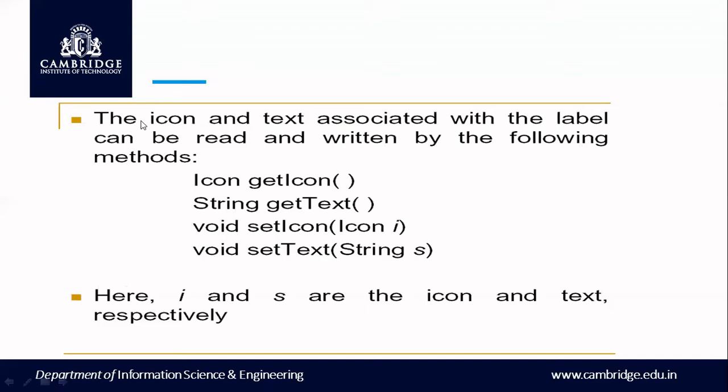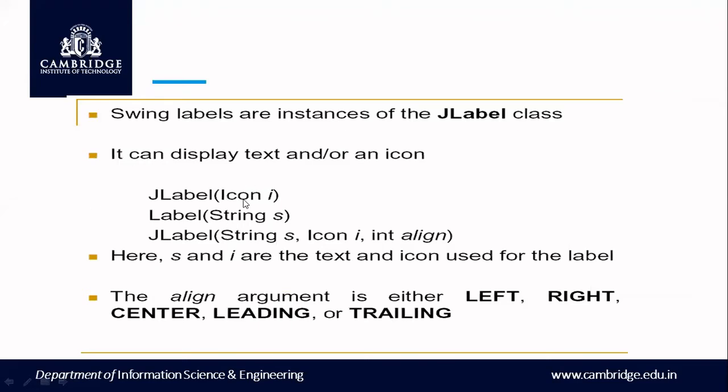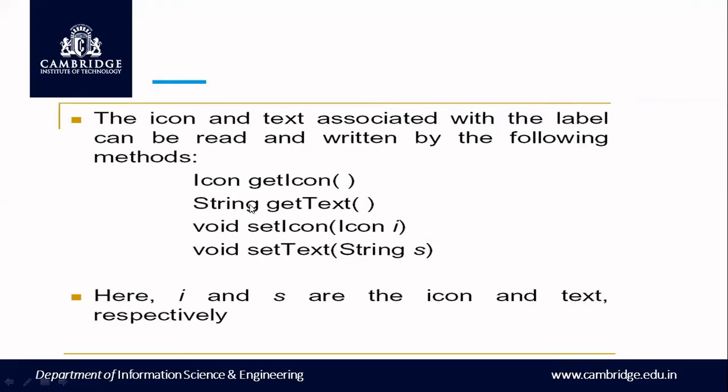Next, the icon and the text associated with the label can be read and written by the following methods. So you are displaying a label. On that label, there is a text or there might be an icon. Now you can edit that icon. Once you have set the icon on that label, you can edit the text or the icon by using these methods. Can you see the methods? getIcon, setIcon, getText, setText. So whatever icon or text you have displayed on that label, you can edit it by using these functions.